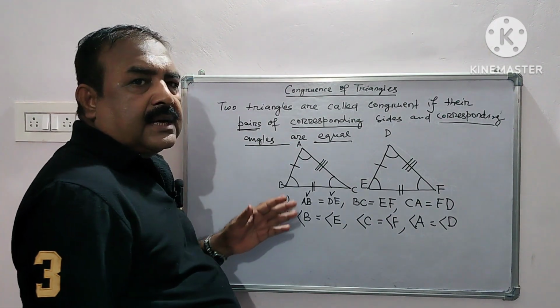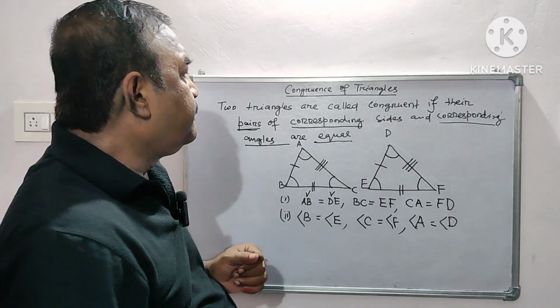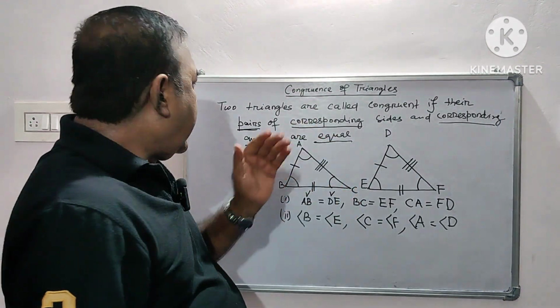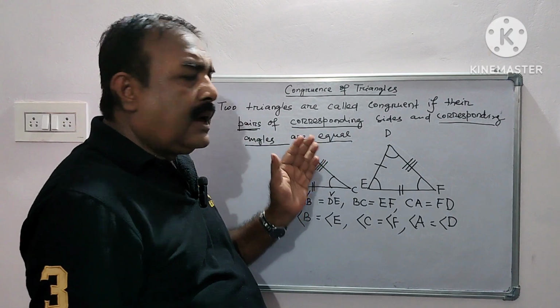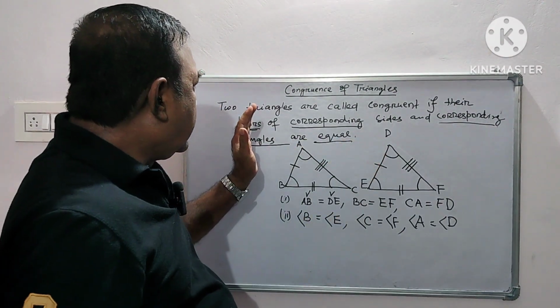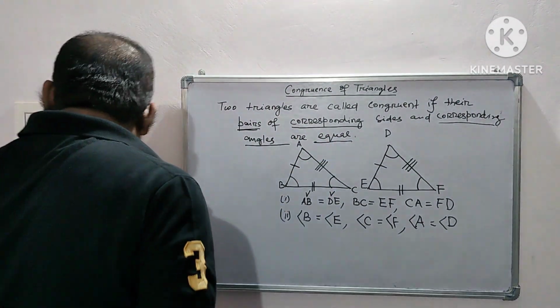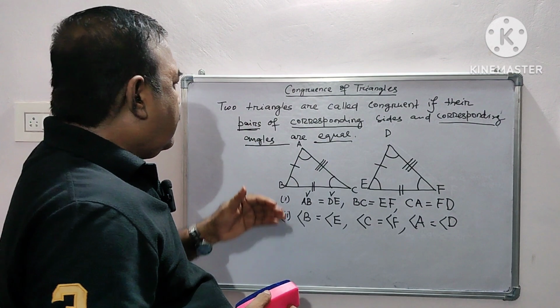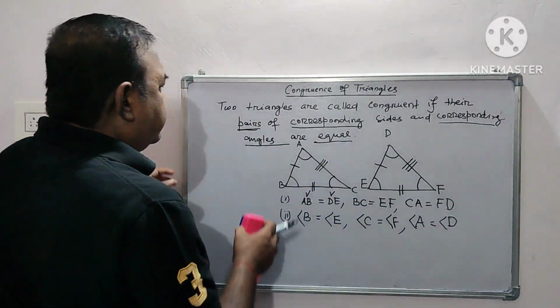So two triangles are called congruent if their pairs of corresponding sides and corresponding angles are equal. So this is about congruence of triangles. And very interesting, one thing we will do here, you see.